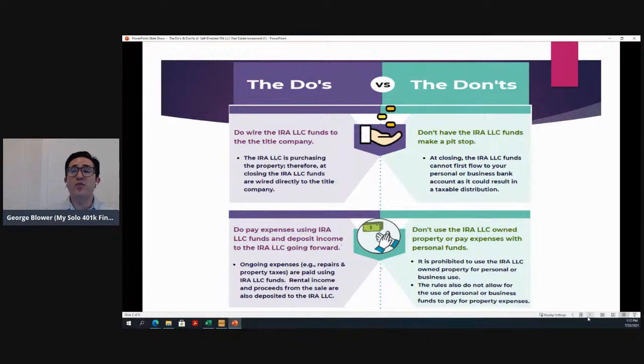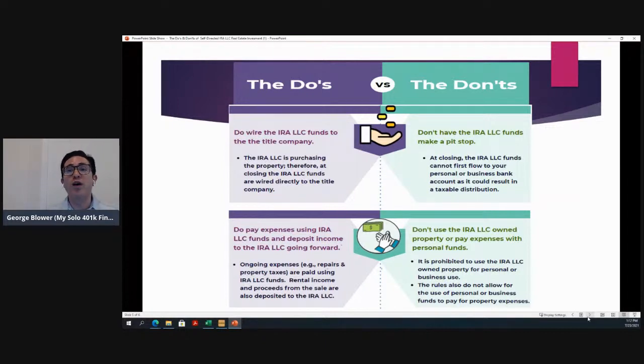So just to continue on with this point, do wire the IRA LLC funds to the title company. Have it go directly to the title company. Don't have the IRA LLC funds make a pit stop. At closing, the IRA LLC funds cannot first flow to your personal account or your business account, as this could result in a taxable distribution.